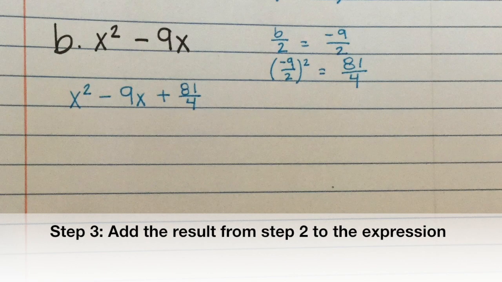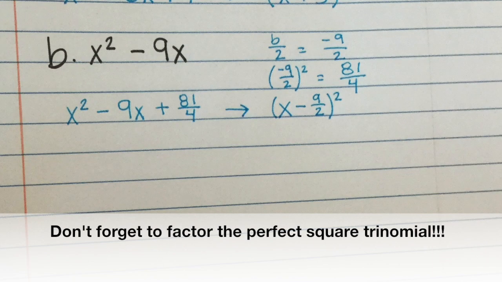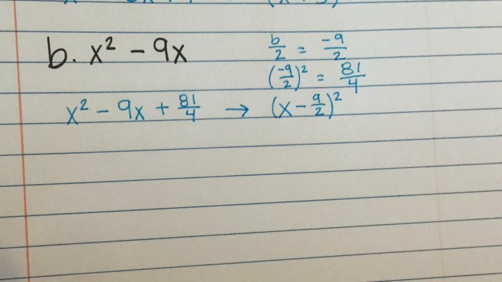Step 3 of completing the square is to add the result from step 2 to your original expression. So instead of leaving it as x squared minus 9x, we're going to add that constant term. To complete the square, we have x squared minus 9x plus 81/4. Now remember, the original problem did ask us to factor the trinomial. I have a perfect square trinomial, so I'm going to rewrite it as the quantity x minus 9/2 squared. And that would be my final answer for this problem.